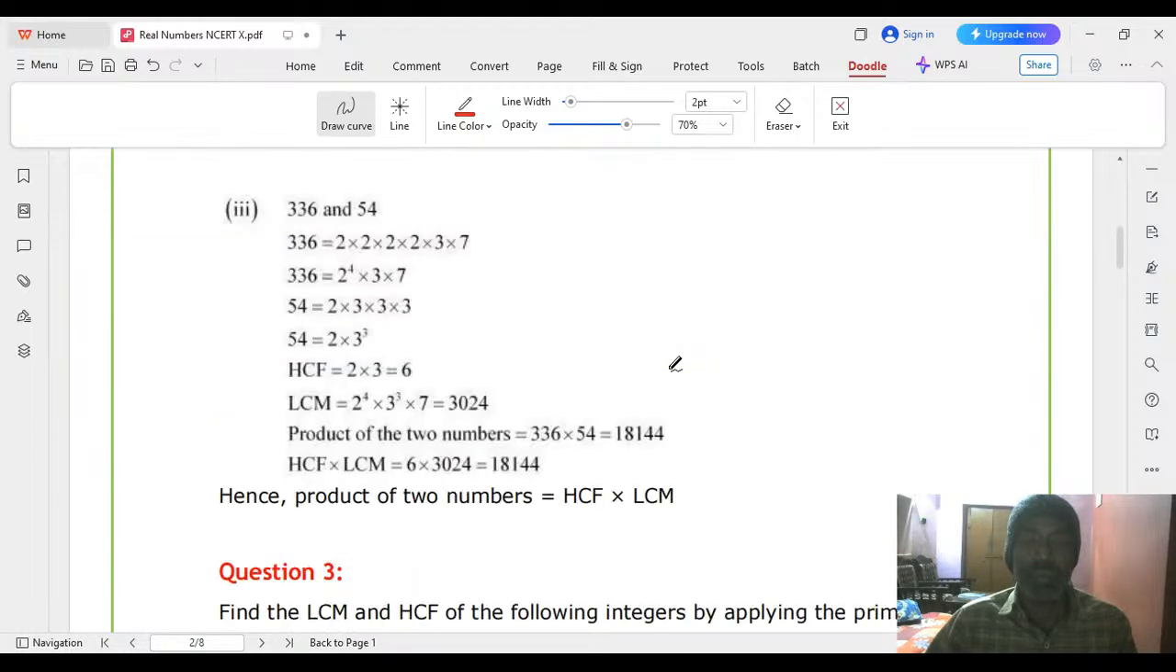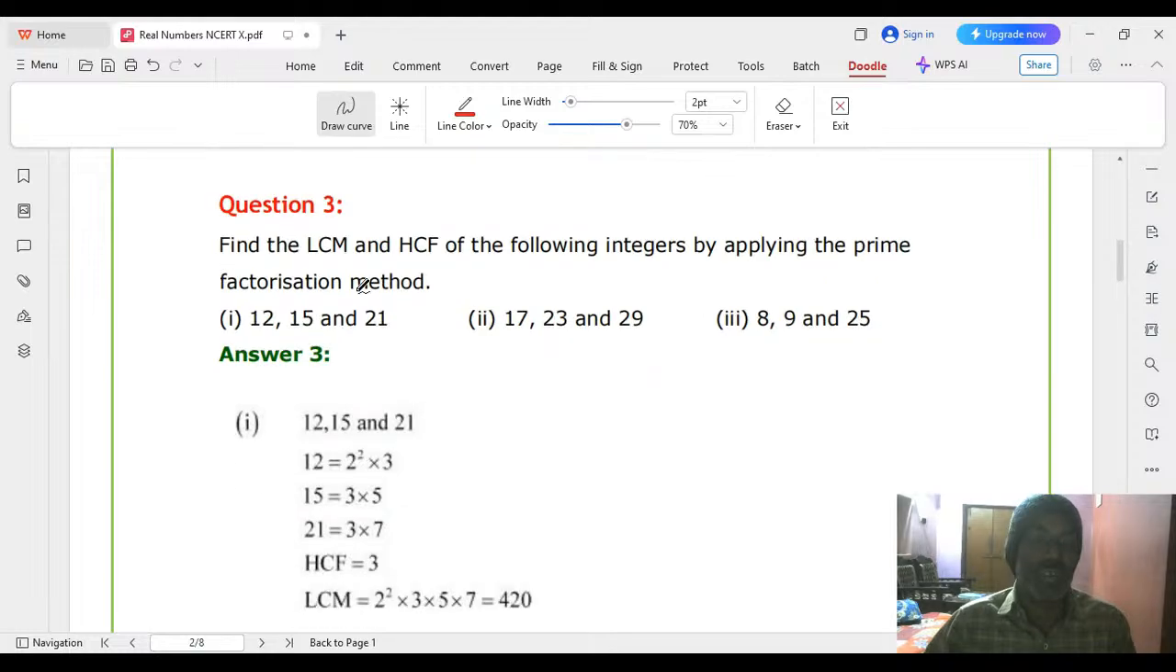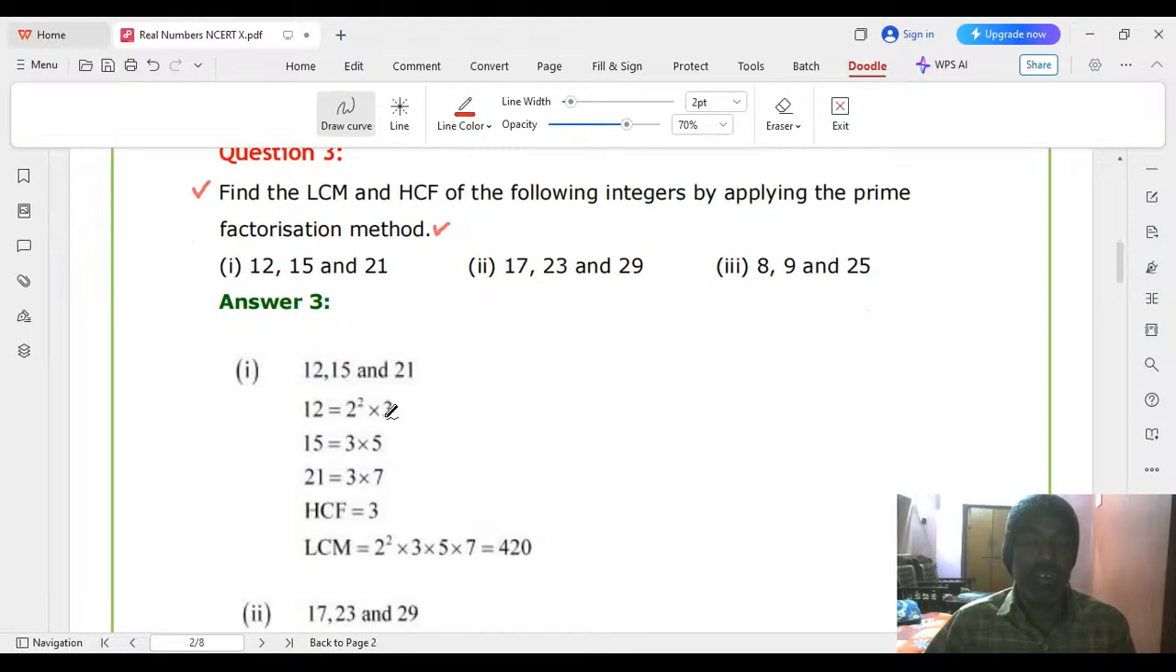So this is question number 3. Let's find the LCM and HCF of the following integers by applying the prime factorization method. So we find the prime factors of 12, 15 and 21. The prime factorization of 12 is 2 into 2 into 3, so 2 repeated 2 times. Therefore, I have written here that the prime factors of 12 is 2 to the power 2 into 3. Similarly, the prime factors of 15 is 3 into 5 and the prime factors of 21 is 3 into 7.